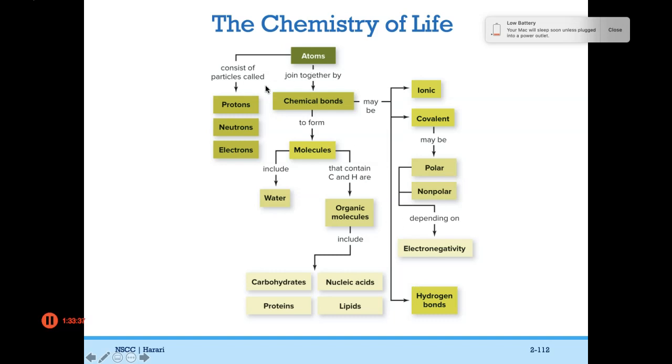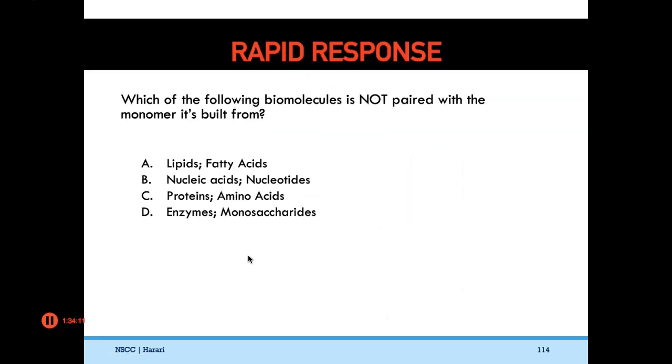We said atoms consist of protons, neutrons, and electrons, and atoms are held together by chemical bonds. Chemical bonds may be ionic, they may be covalent. Covalent bonds in turn might be polar or nonpolar depending on electronegativity, or those chemical bonds may be hydrogen bonds. Chemical bonds are formed between atoms to make molecules. If they contain carbon and hydrogen, these molecules are called organic. And organic molecules include carbs, nucleic acids, proteins, and lipids.